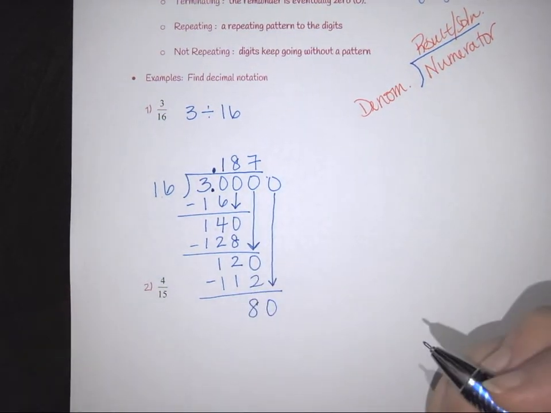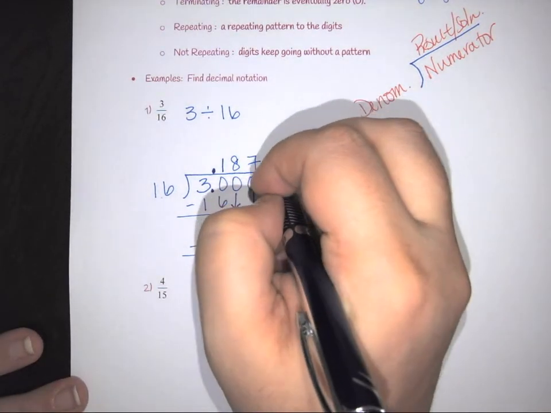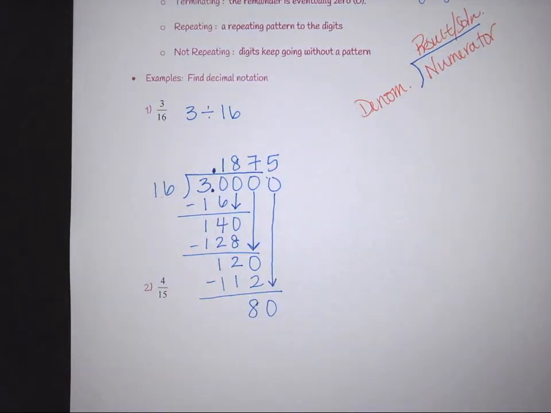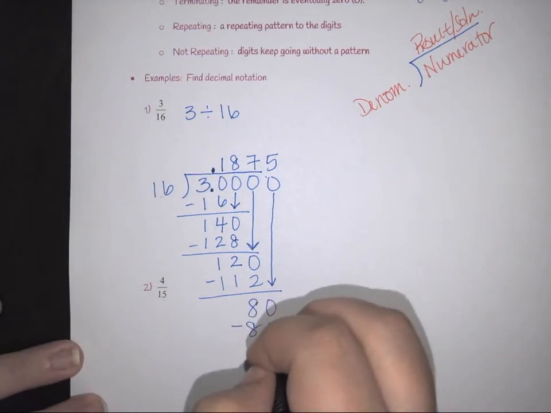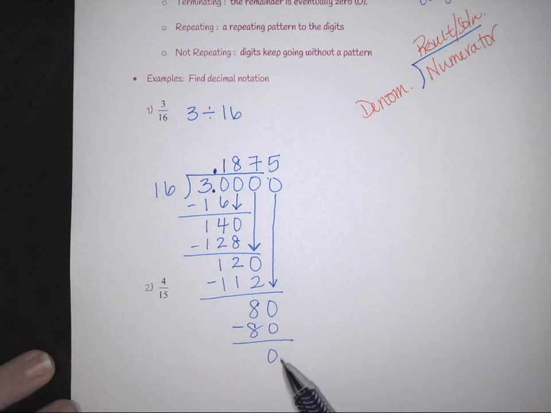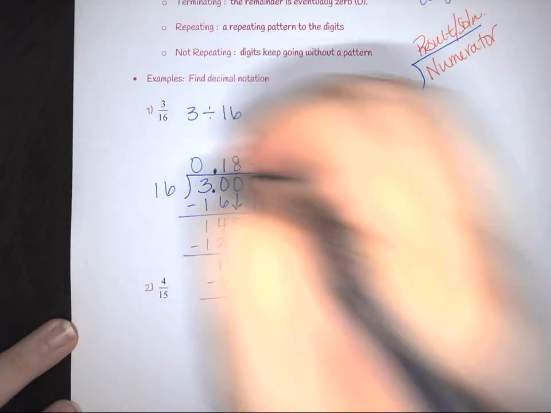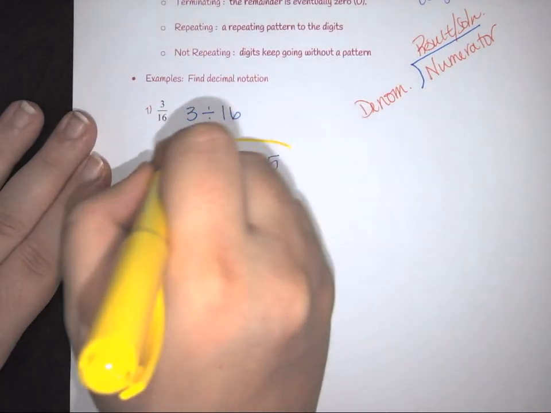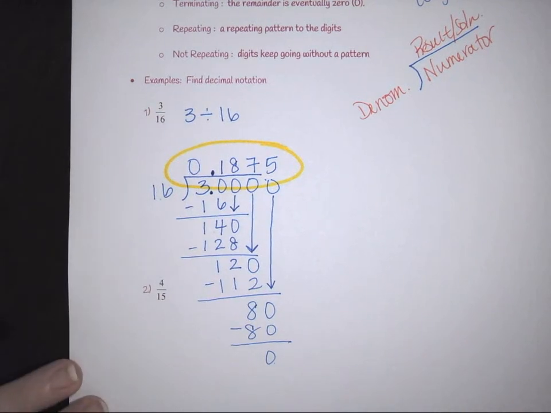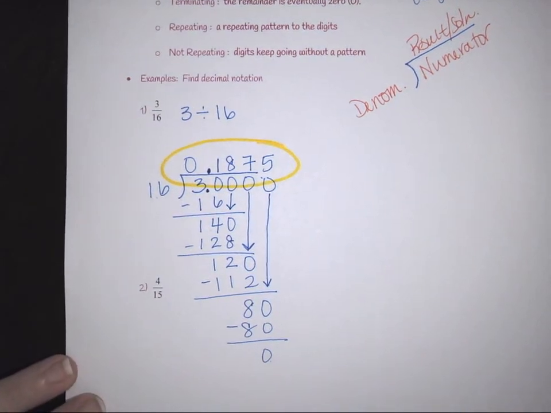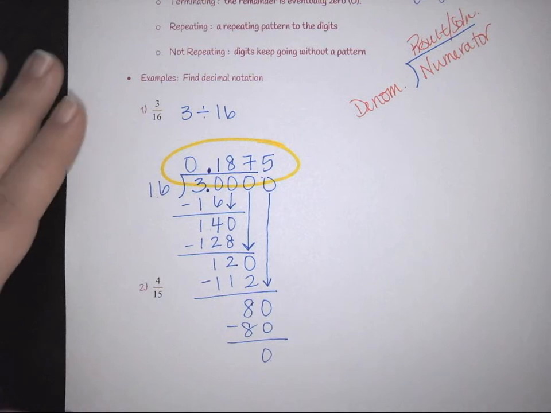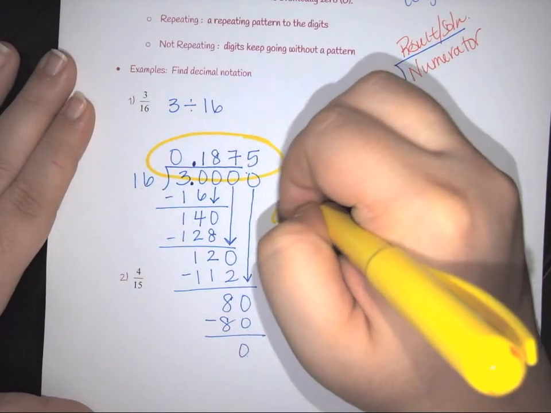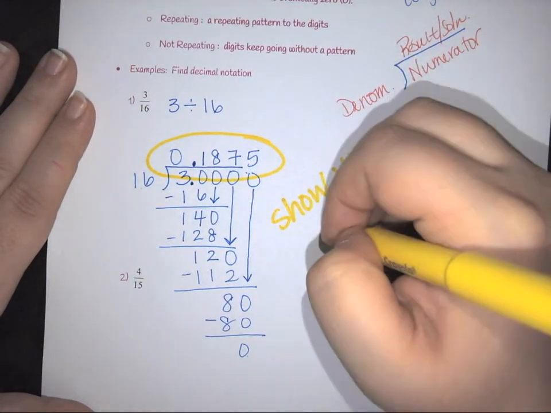This would be 80. 16 can go into 80 5 times. 16 times 5 is 80. You would subtract your 80 away, gives you 0. Because you got a 0 here on the bottom, it means there's nothing else to do. So it actually means that your decimal is this value right here on top as 0.1875. So this is being able to show your work.